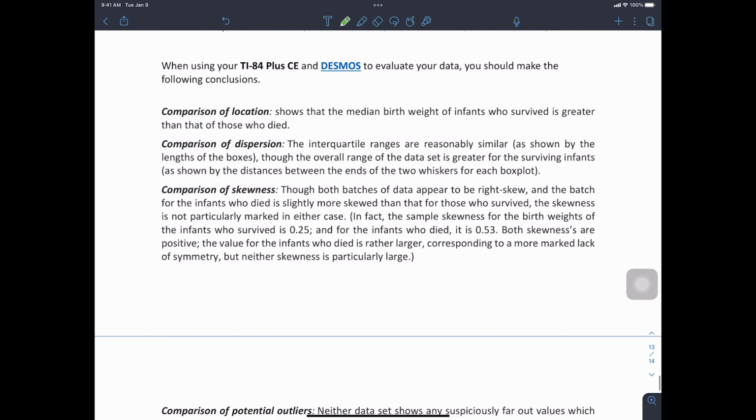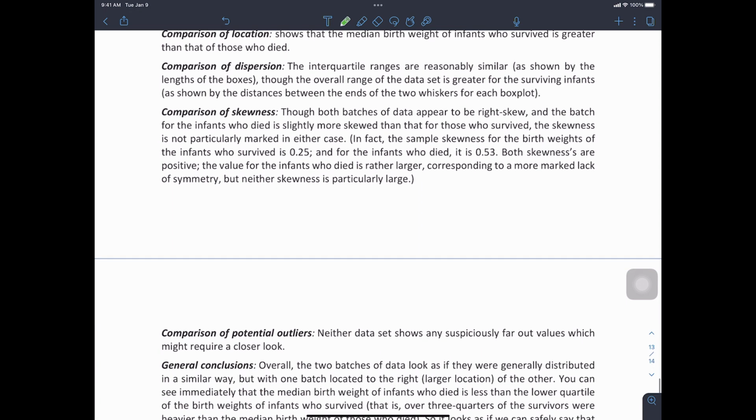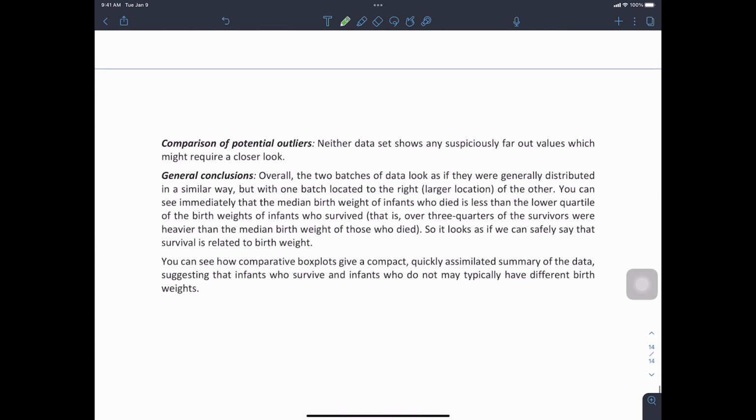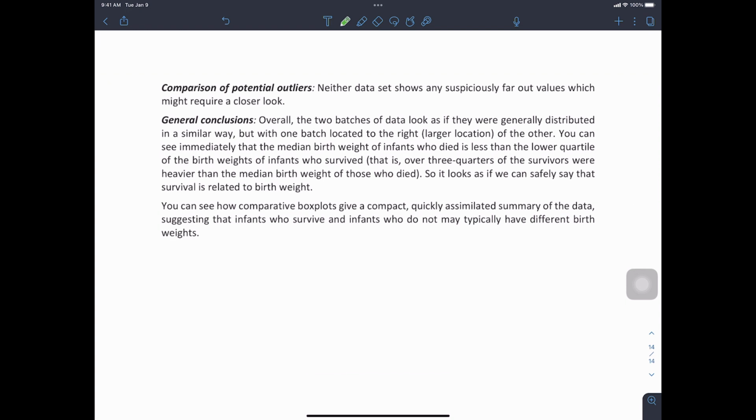Both sets of data appear to be right skewed, and the batch of the infants who died is slightly more skewed than those who survived. Okay, I believe that. The skewness is not particularly marked in either case, but that's what they're saying. Both skewness are positive, which is another way of saying right skewed. Outliers: neither data set shows any outliers. General conclusion: the batches of data look as if they were generally distributed in a similar way. That's true, somewhat right skewed.